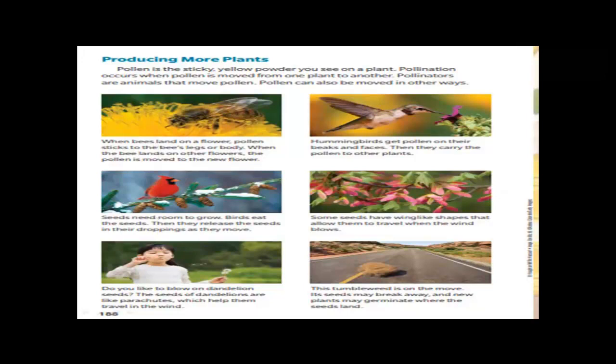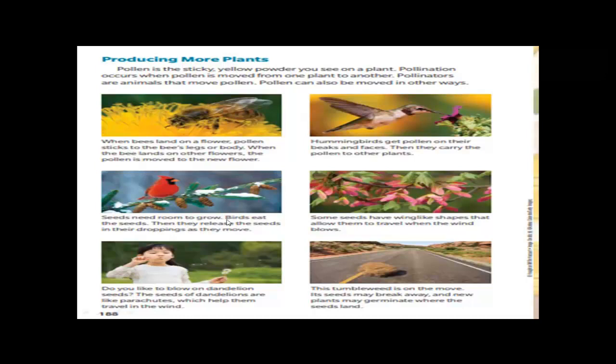Here, can you see this bee eating nectar? And the pollen sticks to its body and it moves unintentionally to another flower, so the other flower can make the seeds. And here, hummingbirds get pollen on their beak and face. Then they carry the pollen to other plants in the pollination process. So this is a pollinator. We have a hummingbird pollinator and the bee pollinator.